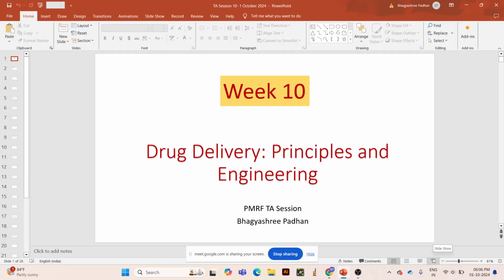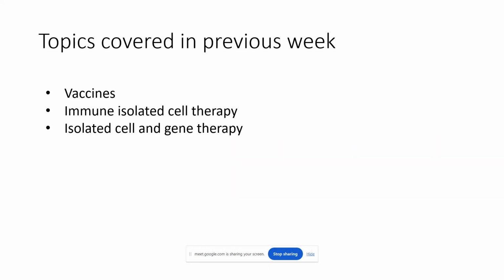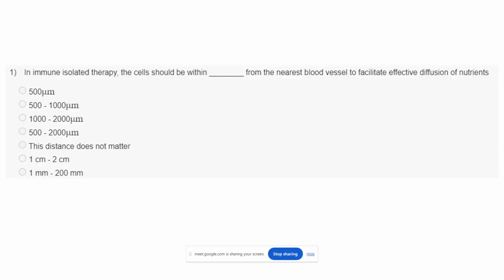Okay. So this is the 10th TA session for drug delivery principles and engineering. And this week, the topics that were covered were based on vaccines, immune isolated cell therapy, and isolated cell and gene therapy. So based on these topics, we have some previous year assignments and some questions that I got. So we'll go through those questions. Here is the first question.